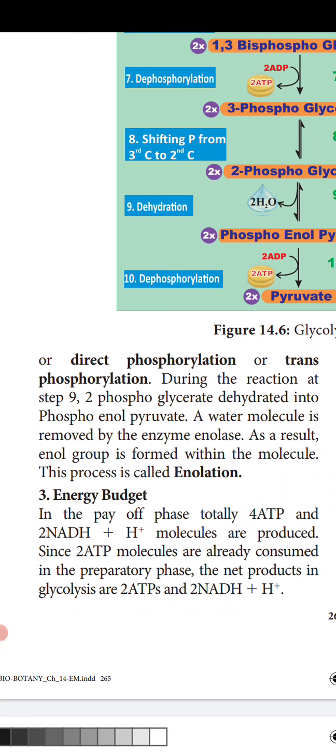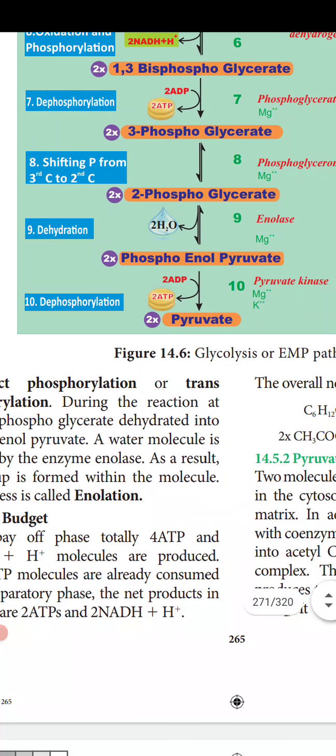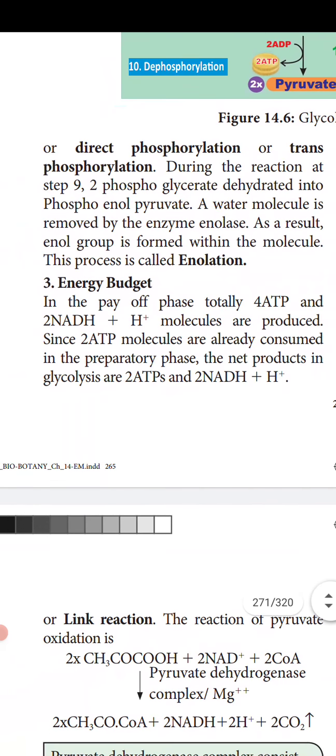Okay, so here next we have studied that in the presence of the enzyme enolase, the substrate 2-phosphoglycerate loses a water molecule. Okay, in the presence of the enzyme enolase, this process is called what? Enolation. Next is the energy budget. In the payoff phase, now here we are going to study how much energy is consumed or given out.